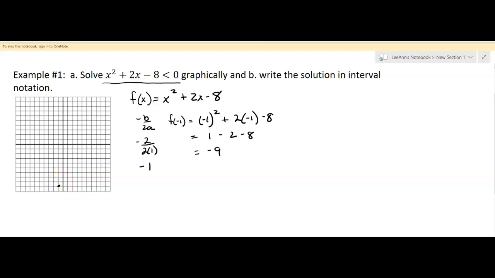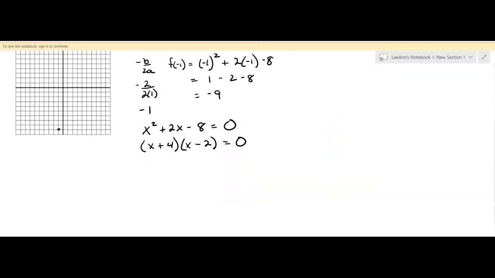And then what else I can do is I can try to find the x-intercepts. So if I take that function, x squared plus 2x minus 8, and I set it equal to 0, it's going to factor into x plus 4 and x minus 2. And then I get my x-intercepts. There's going to be one at negative 4 and one at 2. So there's the point negative 4, 0, because it's an x-intercept, and 2, 0.